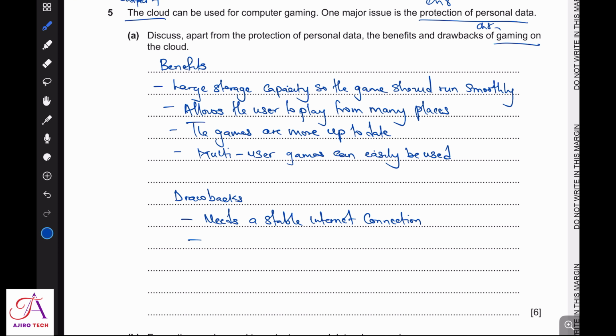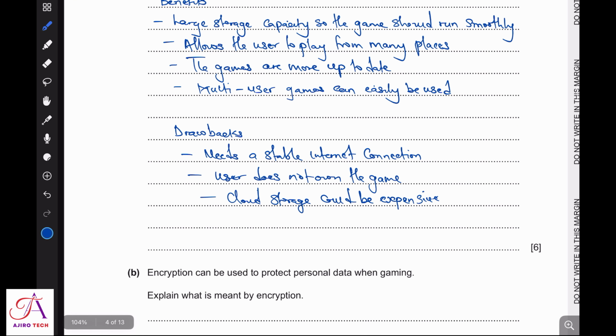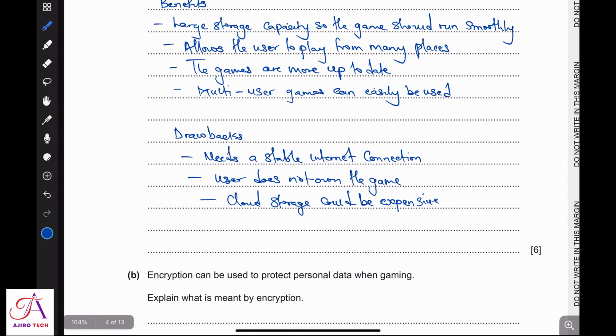Another bad thing, the user does not own the game, and this is why protection of personal data matters. Also, cloud storage could be expensive. Consider that. That's why all these games have in-app purchases that keep up these views. I think I've stretched far, so this will be others.